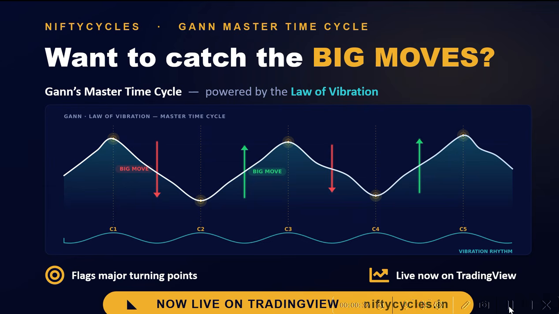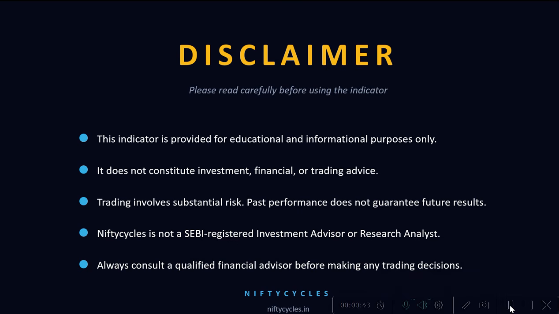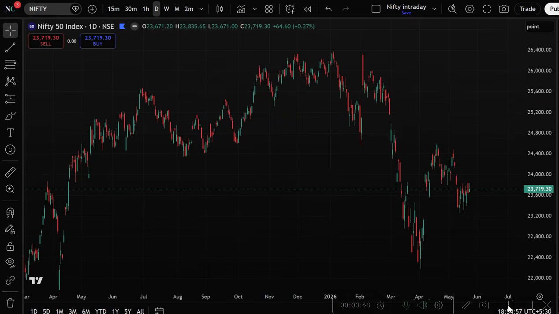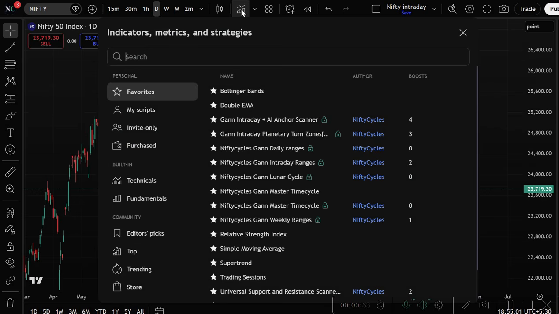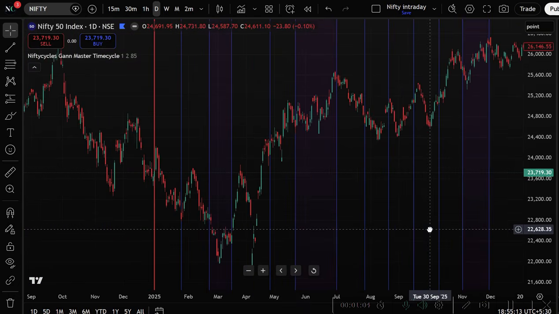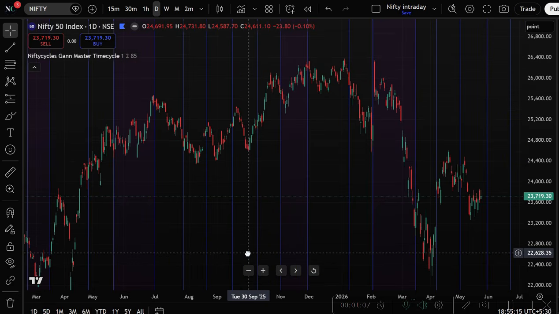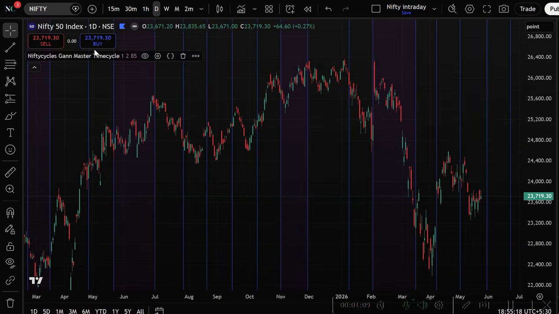Okay. By the way, this is powered by the law of vibration cycle. So we have a TradingView indicator for this. And by the way, this is Nifty. Let me add that indicator. It's called the Nifty cycles Gann master time cycles. Okay. Let me add that. So this is the indicator.